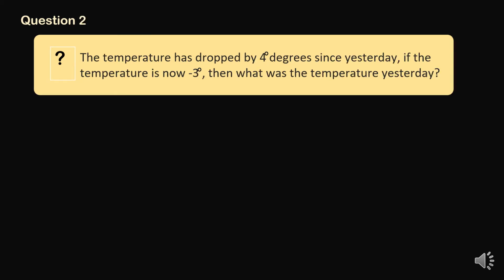Moving on to the second question. The temperature has dropped by 4 degrees since yesterday. If the temperature is now minus 3 degrees, then what was the temperature yesterday? A new video will be created to help you solve word problems around temperature. But now, let's briefly answer this question.